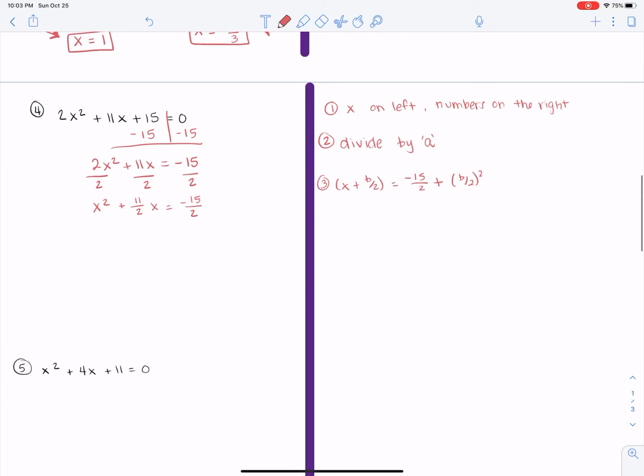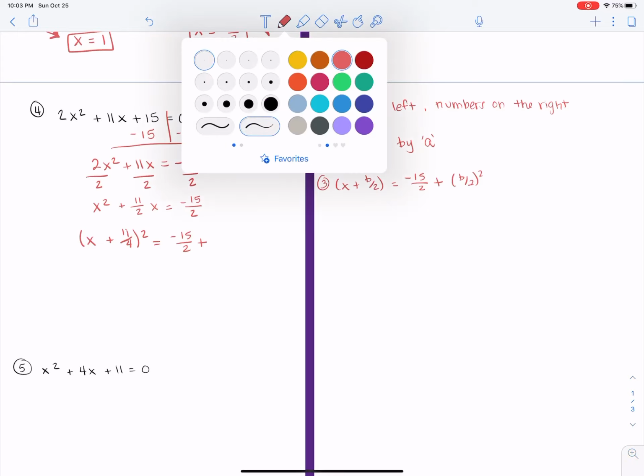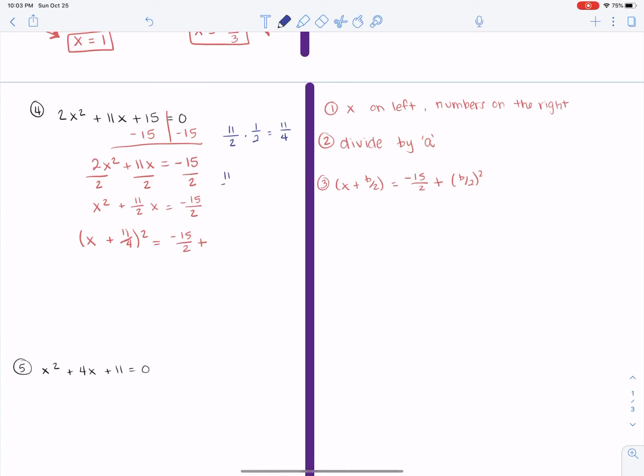Okay, so now let's go off to the side for a second. If I'm going to do 11 halves divided by 2, I'm really going to multiply by a half. So I want half of 11 over 2 is 11 over 4. Okay, so I have x squared. Oh, yeah, that's right, sorry. X plus 11 over 4 squared equals negative 15 over 2 plus. I need to take the answer I got, 11 over 4, and square it. So 11 squared is 121, 4 squared is 16.